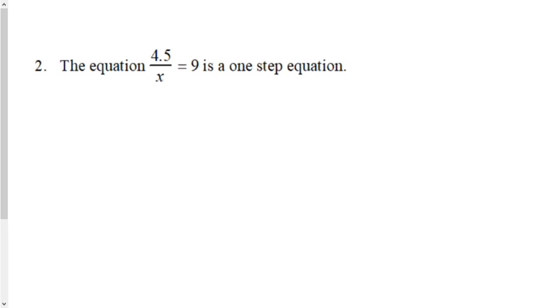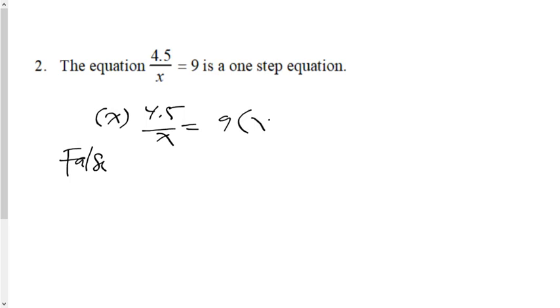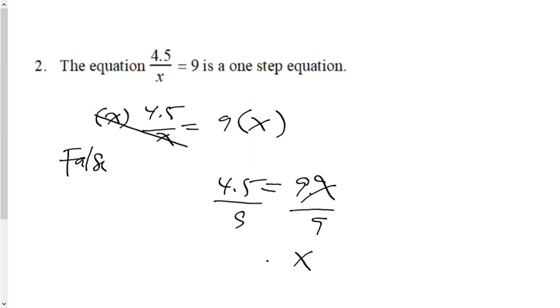In question 2, the equation 4.5 divided by x equals 9 is a one-step equation. Again, that's false, because in this equation, the first thing we would need to do is multiply both sides by x. That's one step. But we end up with 4.5 equals 9x, which then our second step would be divide both sides by 9, and x would equal a half. So the answer is false. It's a two-step.